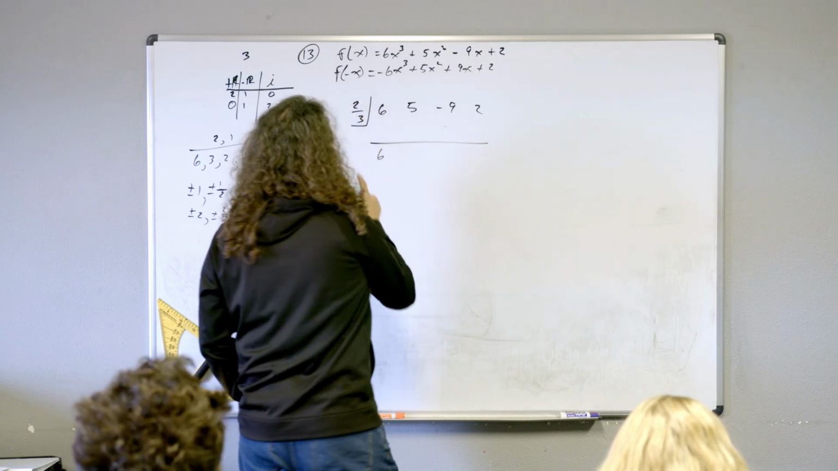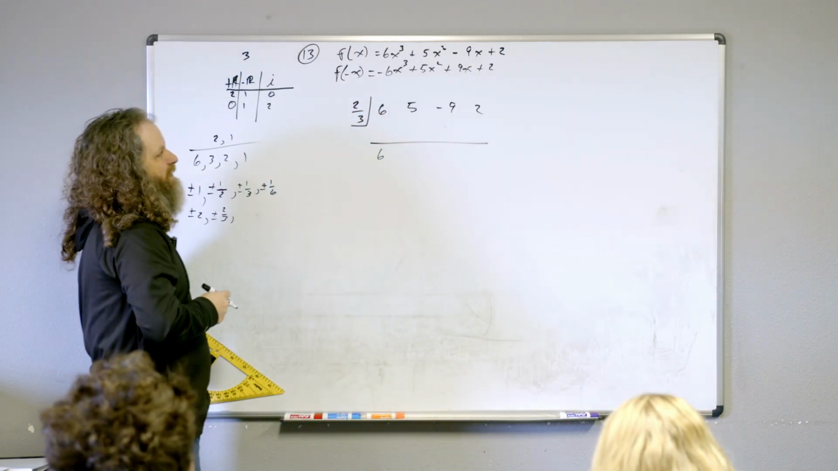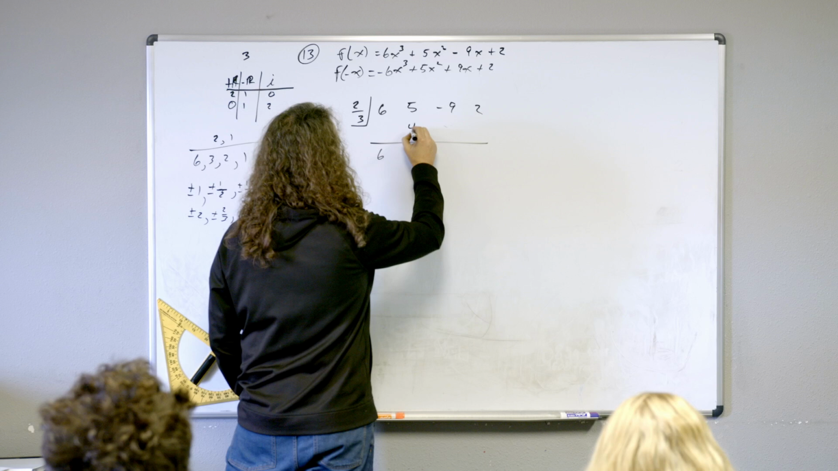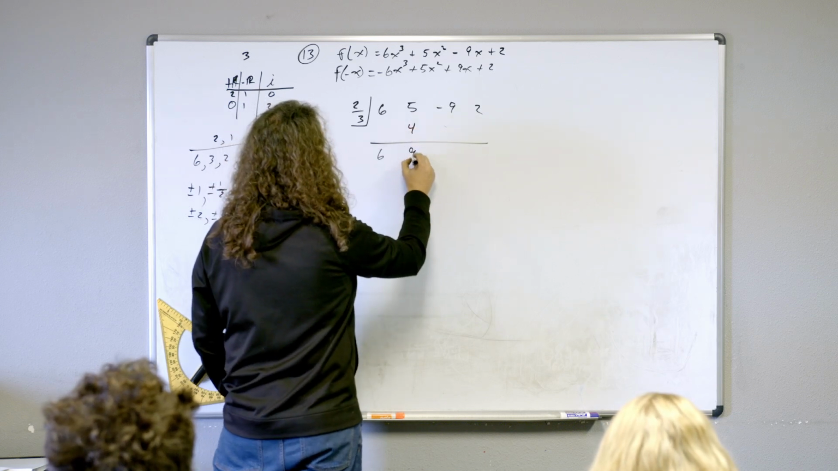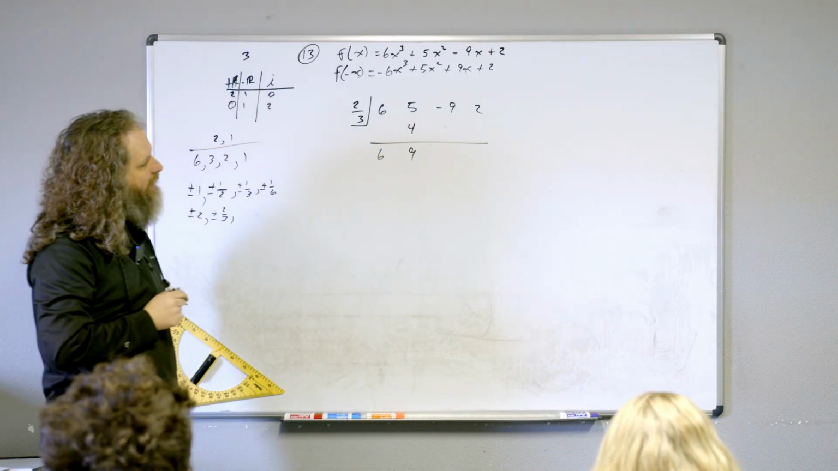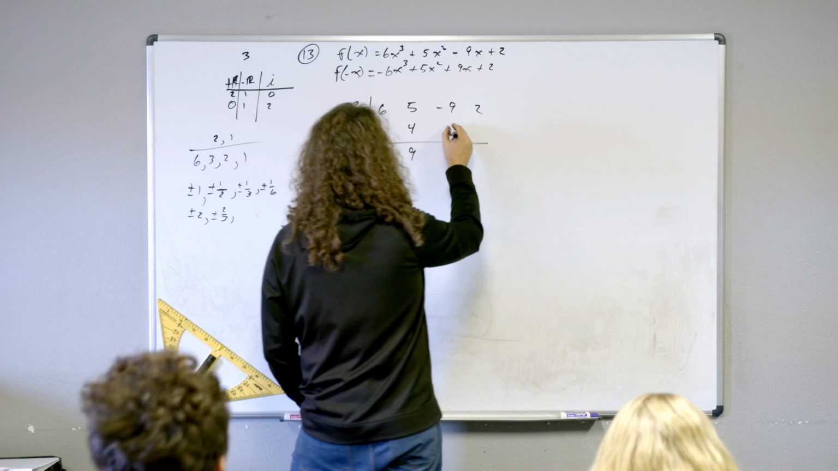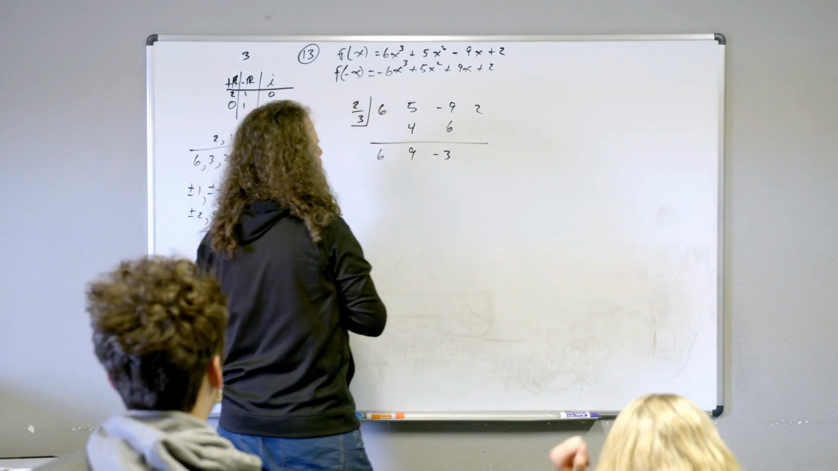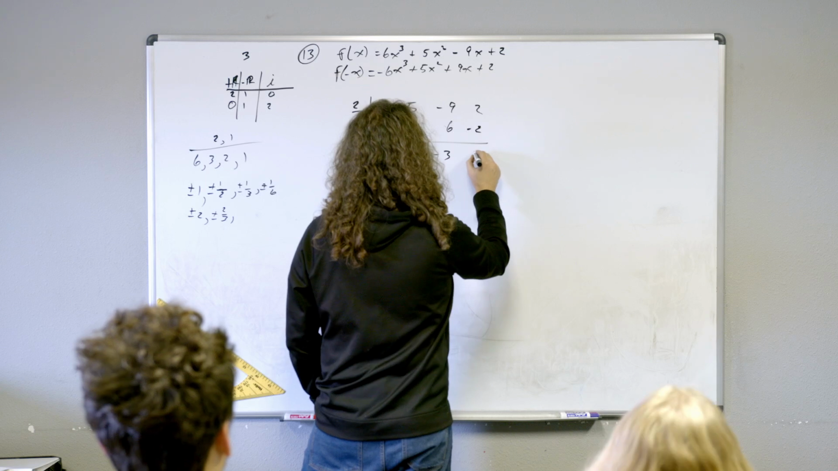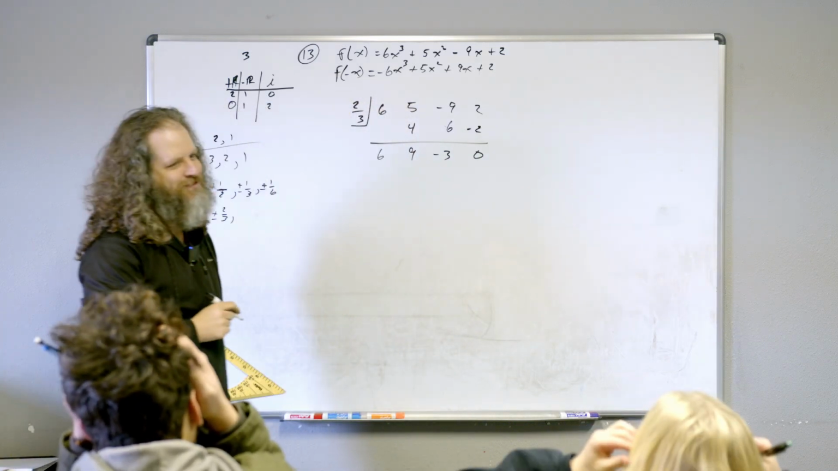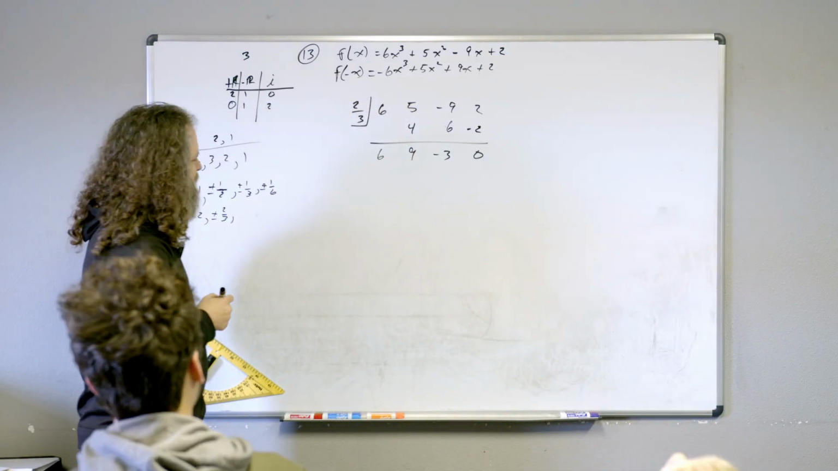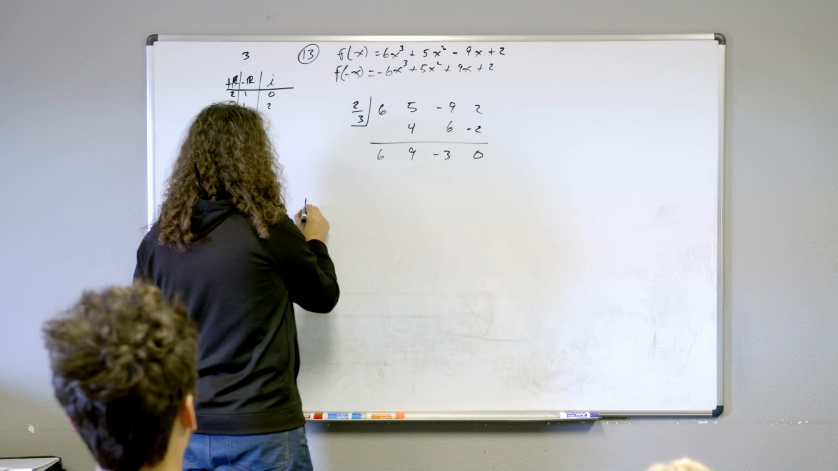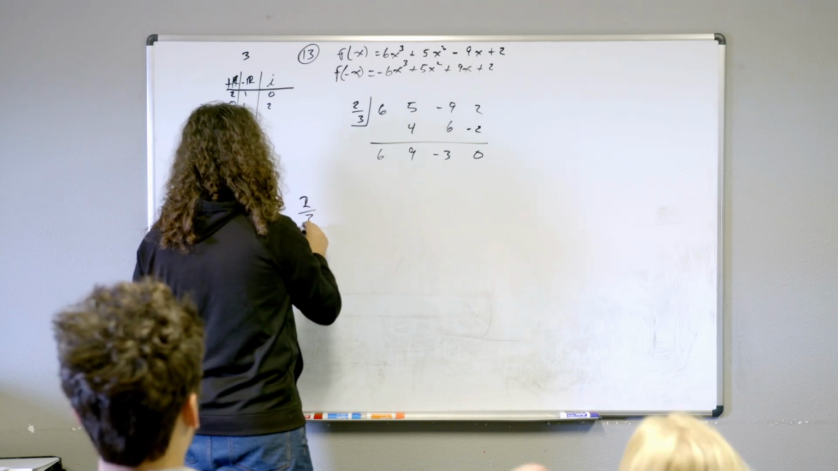Bring down the 6. What's 2/3 times 6? 4. 5 plus 4 is 9. What's 2/3 times 9? 6. -3. -3 times 2/3, -2. It works. Grand, glorious. So one of the zeros is 2/3.